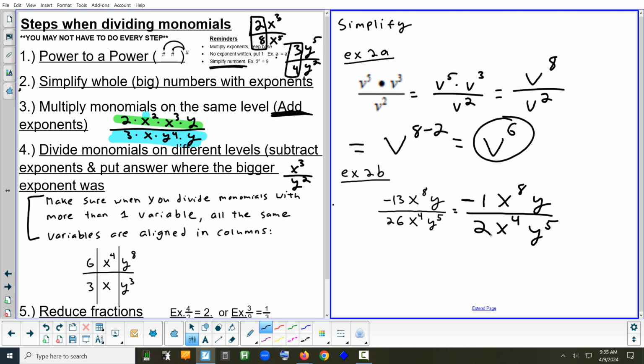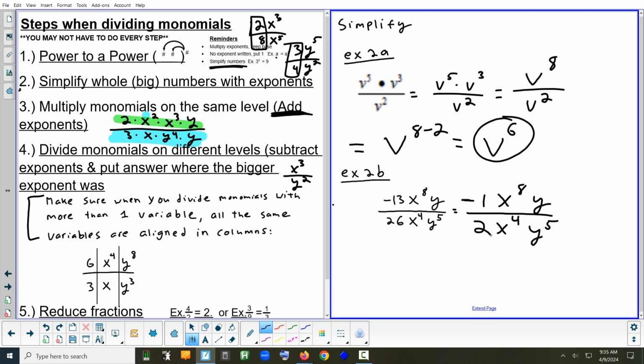Okay, so step 2 is done. Step 3, multiply monomials on the same level. Is there anything in the top level that I can combine together? No. I have a number, an x, and a y. None of those are like terms. How about anything on the bottom level? No. I have a number, an x, and a y. I'd need to have 2 of the same letter on the same level to combine them. Okay, so I don't have step 3 this time.